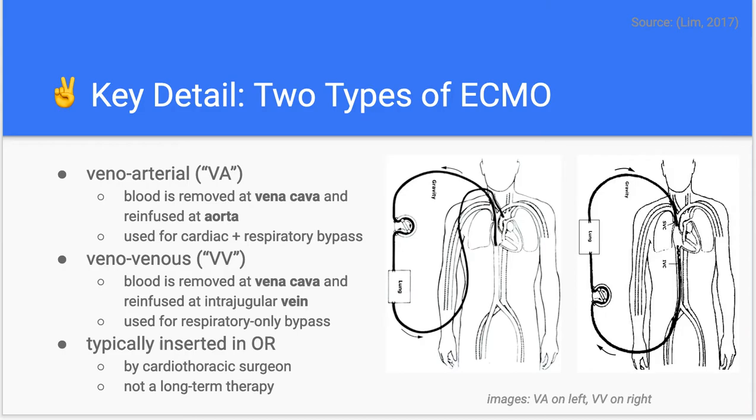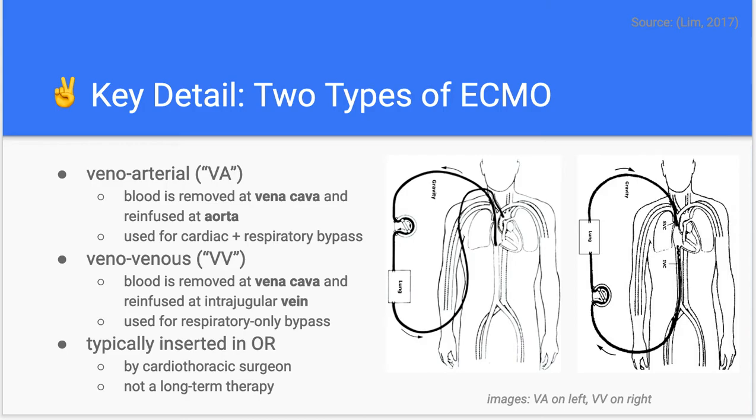So in veno-arterial, that's the image on the left there. The blood is removed from the venous system at the vena cava, and then it's reinfused back to the body at the aorta. So in this case, it's taking the blood out just as it enters the heart. It's skipping the right side of the heart, it's skipping the lungs, and it's essentially skipping the left side of the heart and just being reintroduced right back into systemic circulation. So that bypasses both the heart and the lungs.